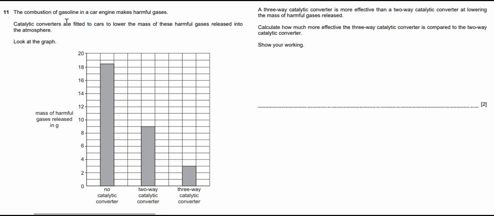Catalytic converters are fitted to cars to lower the mass of these harmful gases released into the atmosphere. Look at the graph, mass of harmful gases released in grams. No catalytic converter is very high. Two-way catalytic converter is medium. Three-way catalytic converter is lowest. A three-way catalytic converter is more effective than a two-way catalytic converter at lowering the mass of harmful gases released. Calculate how much more effective the three-way catalytic converter is compared to the two-way catalytic converter. Show your working, so you have to work with numbers to show it. You've got 10 seconds from now.